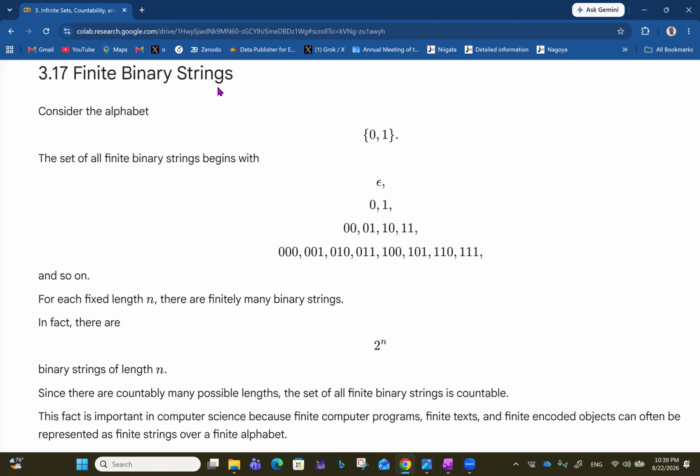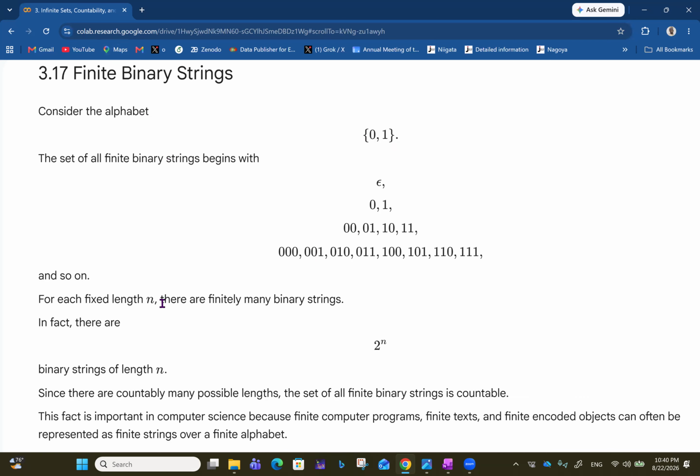Then talking about finite binary strings, consider the alphabet, and then you have the set {0, 1} like that. The set of all finite binary strings begins with epsilon, then you have 0, 1, then 00, 01, 10, 11, then 000, 001, 010, 011, all the way to 111 like that, and so on.